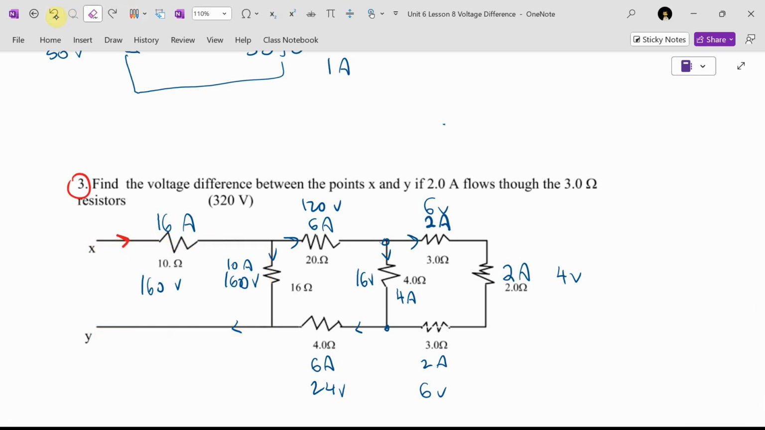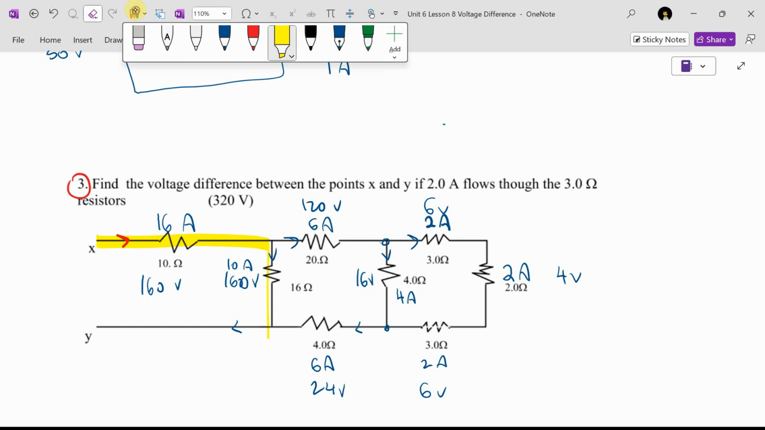Or, I wouldn't do this, but I could have skied this path. All of those resistors will also add to 320. Or, I could go this way. All of those resistors will also add to 320. I wouldn't do it that way. I would do the simplest path, 160 here plus 160 here.